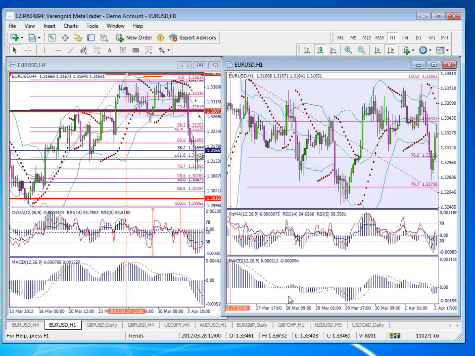The next signal on the 1 hour chart that is very clear and is for sell, because we are looking for sells, is that one. And also it is confirmed by the signal from MACD.